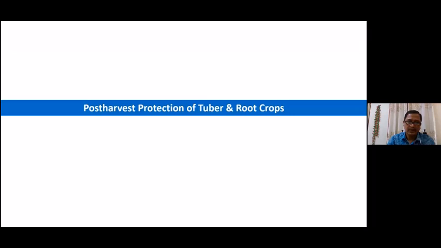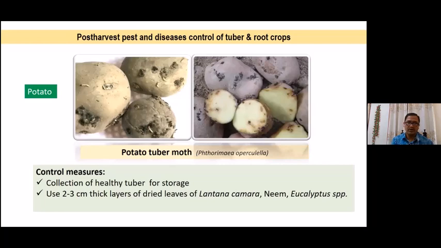Post-harvest protection of tuber and root crops. I said that fruits, vegetables, and some tuber crops are commercially cultivated in these areas, and they are important. I will talk about these tuber and root crops. First of all, I'll show you the common and commercial tuber crop, which is potato. And this potato is infected by various insects and diseases during storage.